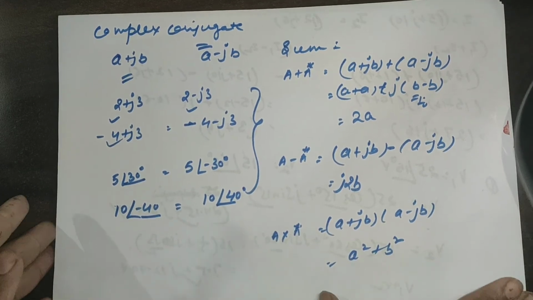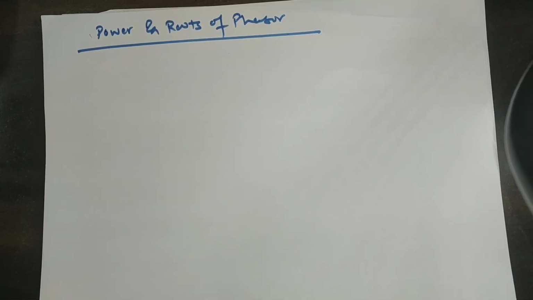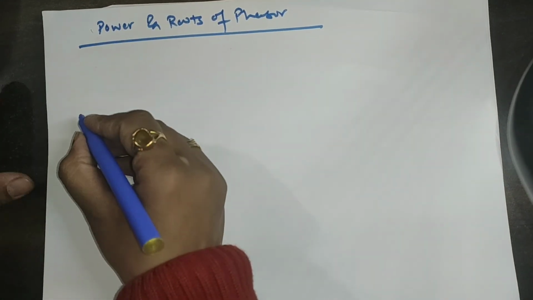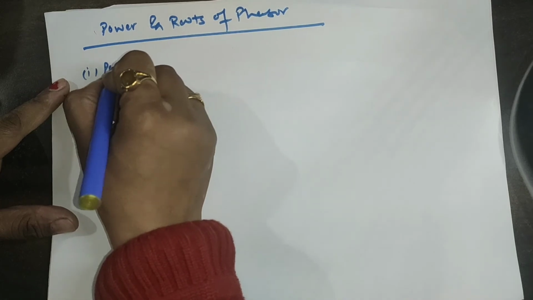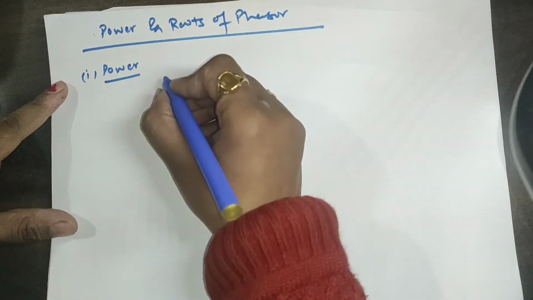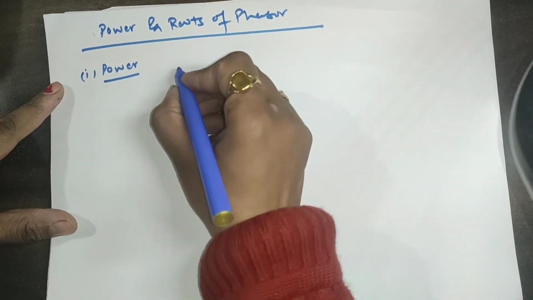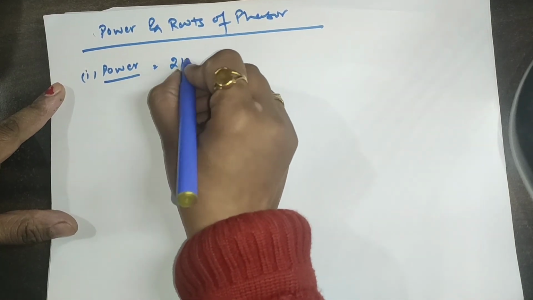Now we will discuss how we can multiply and subtract the phasor. First of all we will discuss powers and roots of the phasor. I hope you understand now how we can do multiplication and division. Now powers. Suppose it is required to find the cube of the phasor 2 angle theta.